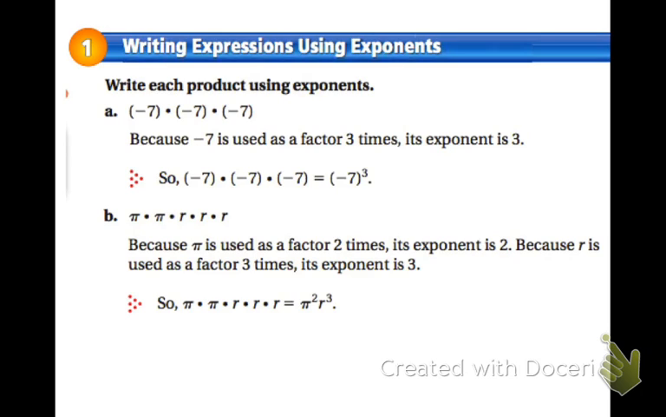Note also that multiplication is commutative. If you had r times pi times r times pi times r, you still have pi as a factor 2 times, r as a factor 3 times, and you still have the same solution.